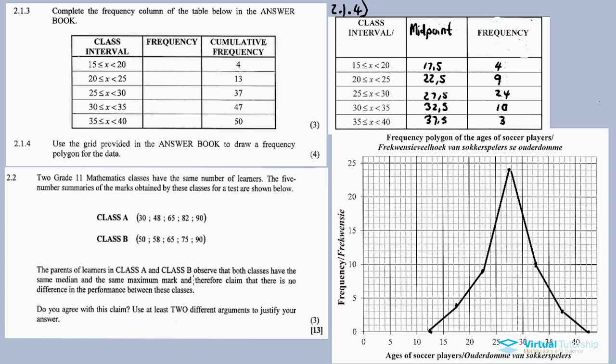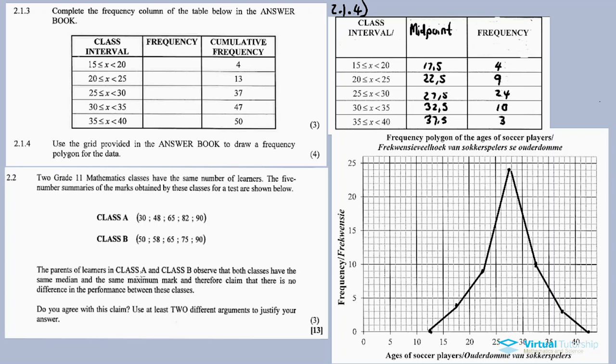And then during that meeting, the parents for both classes A and B observe that both classes have the same median. So they saw this 65 and this 65, and the same maximum mark, 90 and 90, and therefore they claim that there is no difference in the performance between these classes. Someone needs to provide an explanation to these parents.